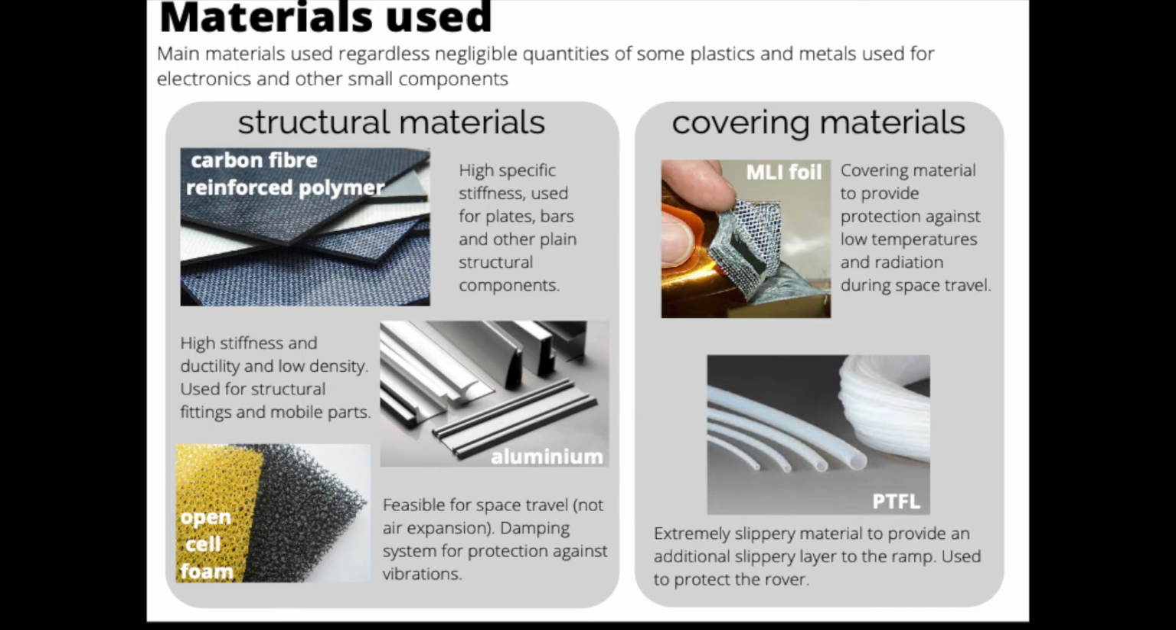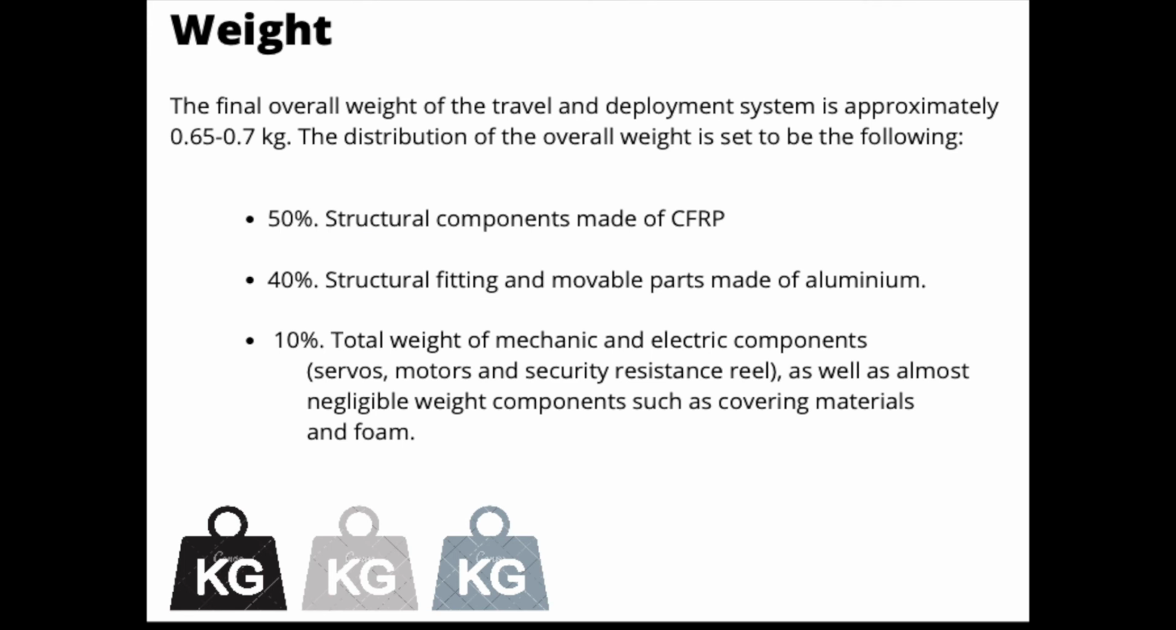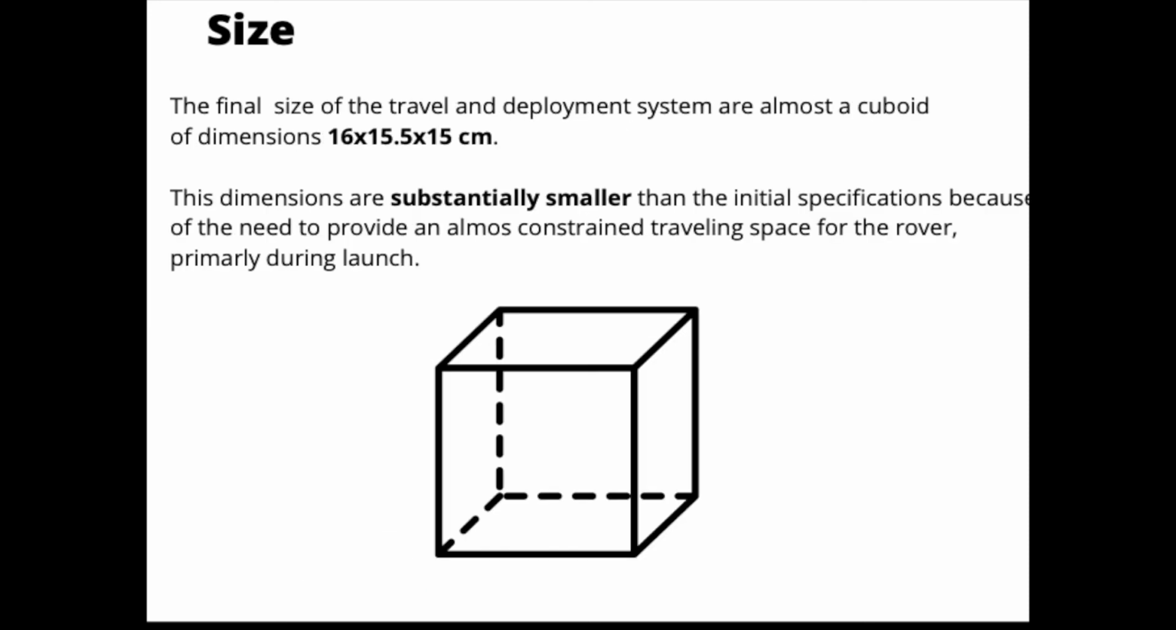For the system materials, we have chosen to minimize weight. The structural materials include carbon fiber reinforced polymers, aluminium, and open cell foams, all of which share in common a very low density. For covering materials, we have chosen MLI foil to protect from solar radiation and PTFE, which is Teflon covering, to make sure that the ramp is as slippery as possible. The final overall weight of our design is between 0.65 and 0.7 kilograms. Also, recalling the size of our design, it is meant to be 16 by 15.5 by 15 centimeters, being substantially smaller than the initial specifications.